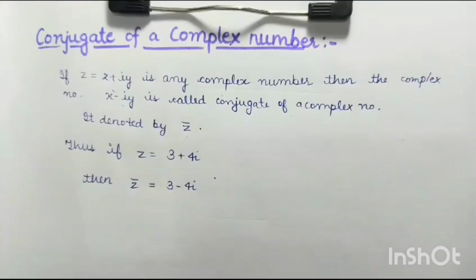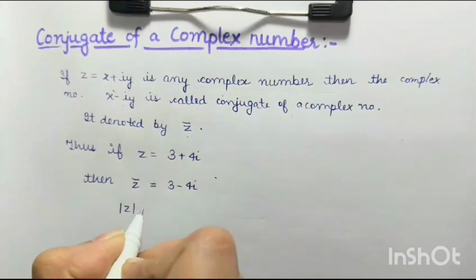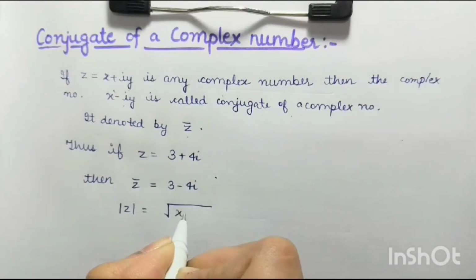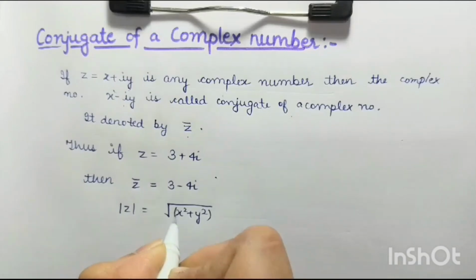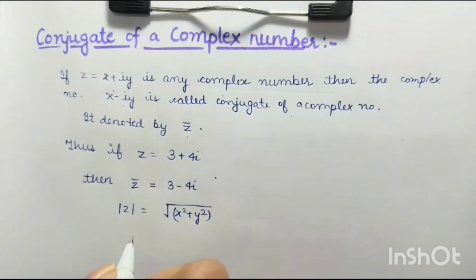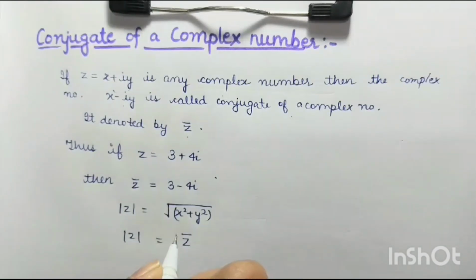So if we have z equal to x plus iota y, any complex number, then we define its mod z, which is equal to under root x square plus y square. Obviously, we can write mod z is equal to mod of z bar.